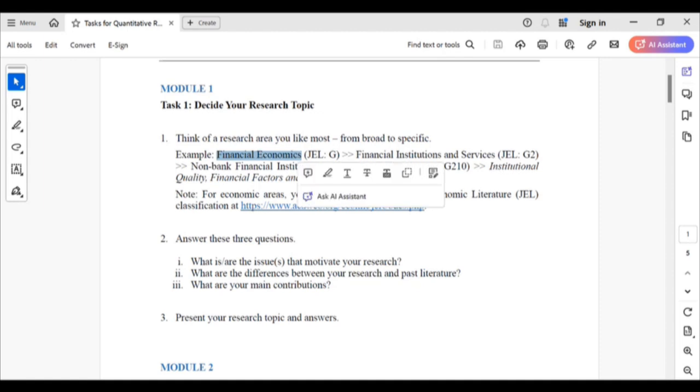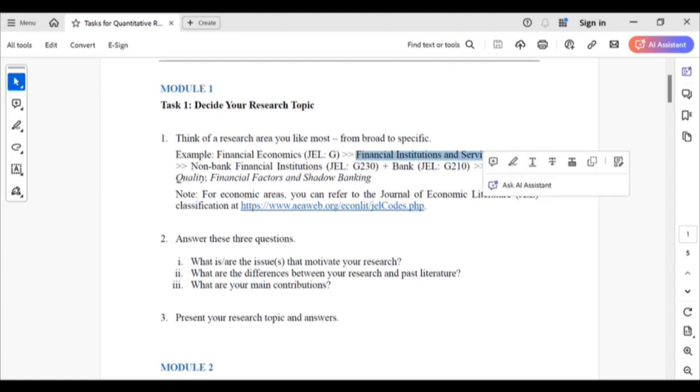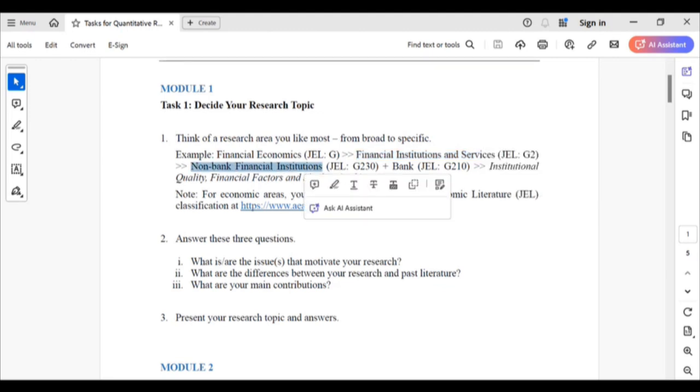Financial economics. Within the scope of financial economics, there are a lot of things: financial economics, banking, insurance, right? Monetary policy. So you may want to choose financial institution and services, right? Within financial institution and services, because many people have done banking already, you might want to do something on non-banking financial institution. So you see, you are getting from broad to specific to more detail, right? So you want to do bank and non-bank.